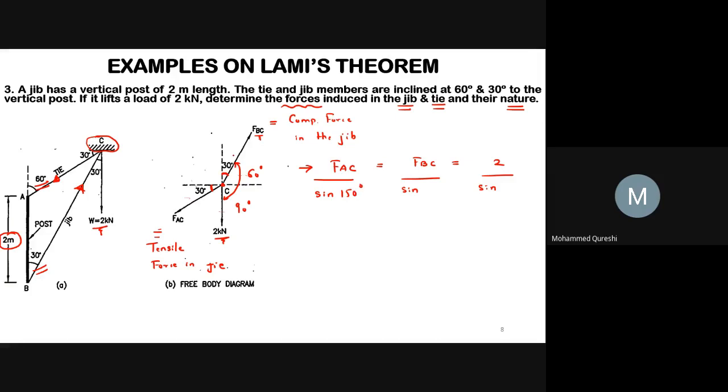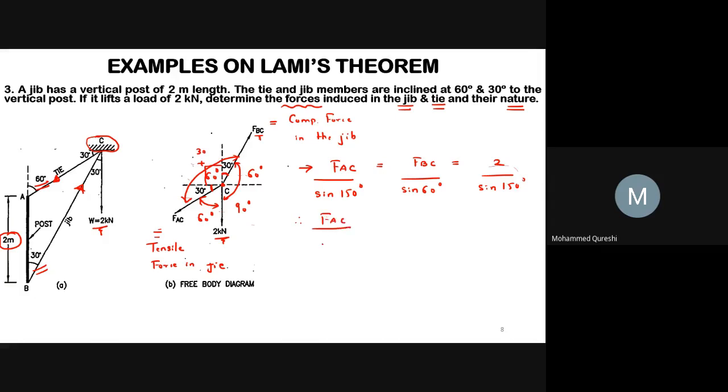Then FBC upon the sine of the angle between the other two, meaning this angle. So 30 is already there, so this will be your 60. So upon sine 60. And 2 upon, this will be your total angle: 30, 30, and this will be 60. So the total angle will be, sorry, this 60 plus 30, total is 90 here. So sine 150 degree.